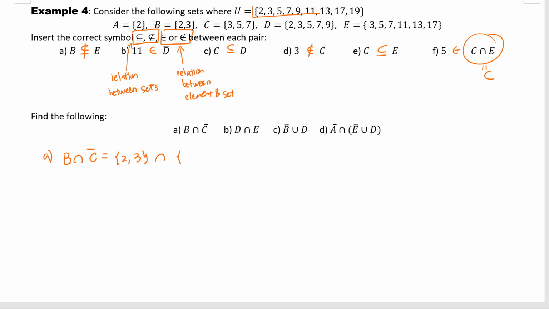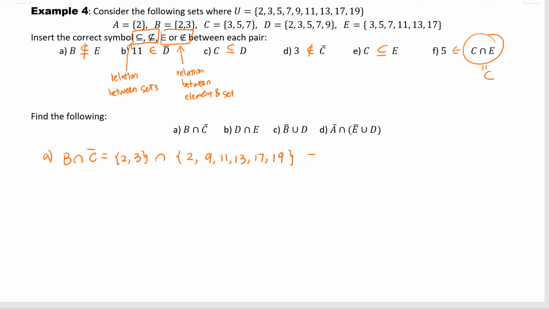So let's look at the elements. Let's go through the list. Is 2 in C? No, then it's in the C complement. So 2 is here. 3 in C, 5 in C, 7 in C, and then not in the complement. 9 is not in C. So actually all the numbers after 9 are not in C, so they are in the C complement.